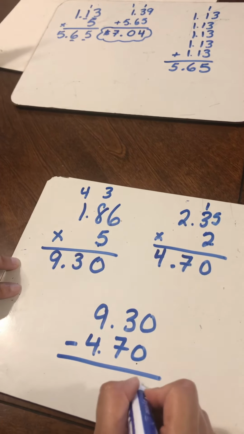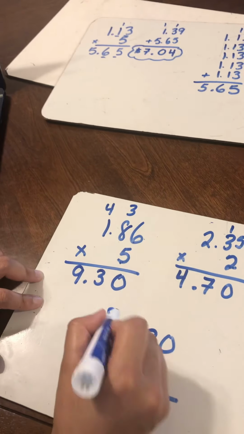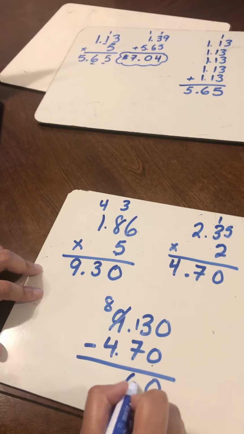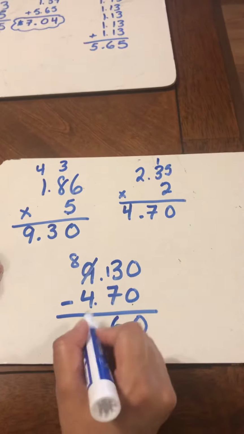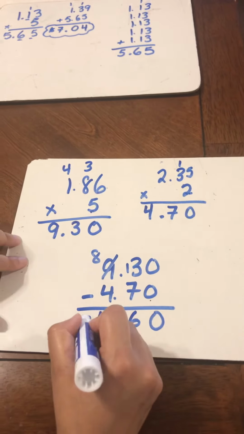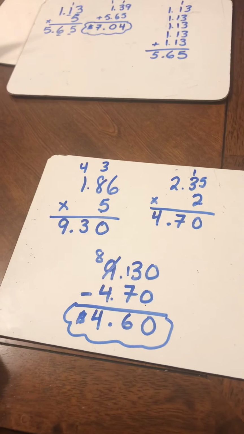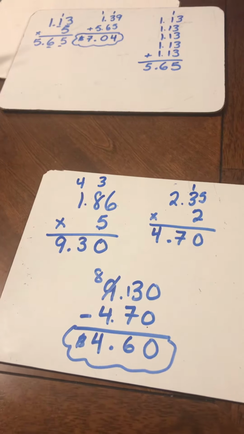All right, so 0 minus 0 is 0. I'm going to borrow from this 9, and I'm left with 8. This becomes 13. 13 minus 7 is 6. And 8 minus 4 is 4. So my answer is $4.60.